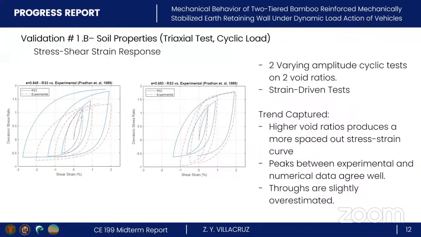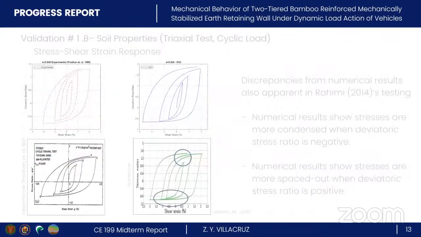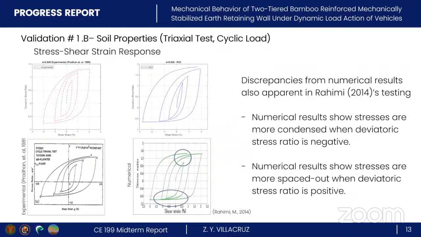These tests are strain-driven and show similar trends as in literature. Higher void ratios produce a more spaced out stress strain curve. The peaks extend farther while the opposite is true for the troughs of the graph, when compared to the experimental results in the orange dashed lines. A study conducted by Rahimi 2014 confirms these deviations as their model shows that numerical solutions show that when the stress ratio is negative, the graph is more condensed, while when the stress ratio is positive, the graph is more spaced out.